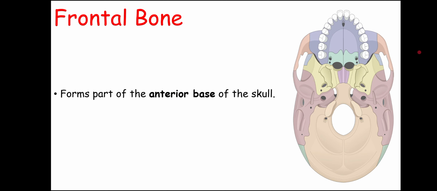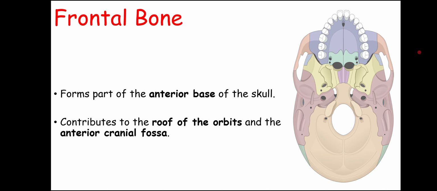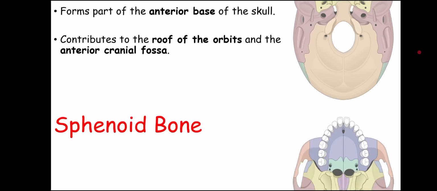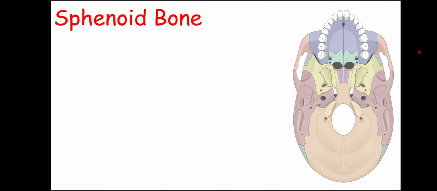That forms part of anterior base of the skull, and it contributes to the roof of the orbit and the anterior cranial fossa. Next bone that is visible is sphenoid bone. It is located centrally at skull base.